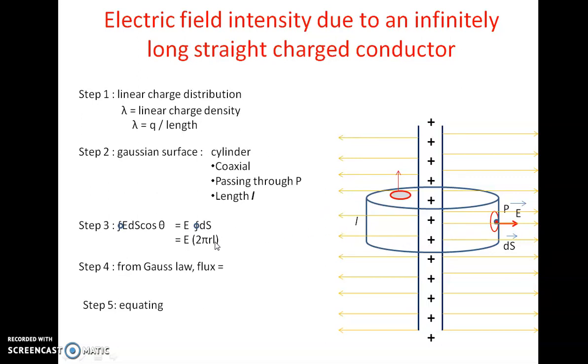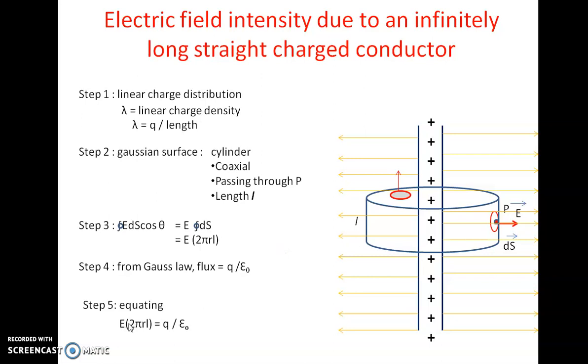Now here R is the radius of the cylinder, or we can say R is the distance from the center of this rod to the point P where we have to find the electric field intensity. So R is the distance between the center of this charged conductor and the point P. Okay. Now, so we got this equation. According to Gauss law, what is the flux? Flux is equal to Q upon epsilon naught, where Q is the charge on this charged conductor.